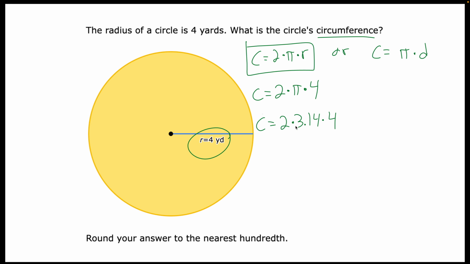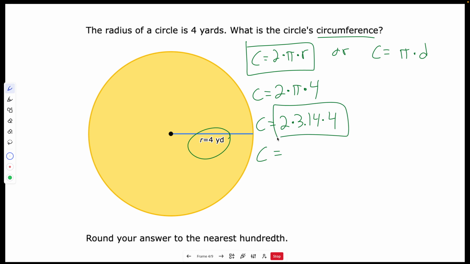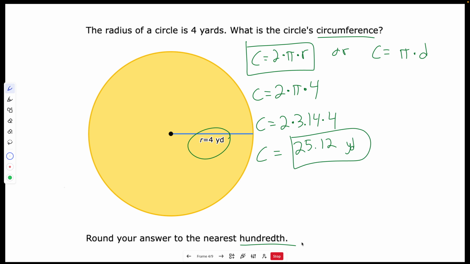So c equals, and then you can multiply these three numbers by hand, in your head, or with a calculator. When you do that, you should get 25.12, and this is in yards. 25.12 yards, final answer. And it said round to the nearest hundredth, so we are good to go.